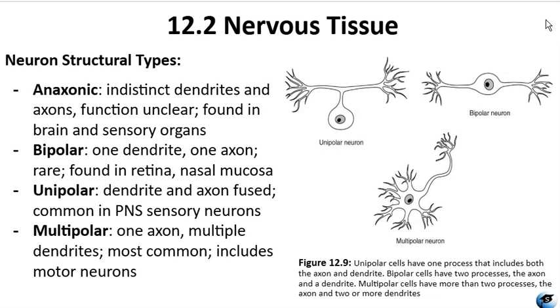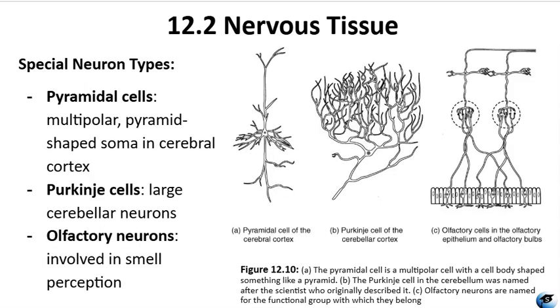Multipolar neurons with one axon and multiple dendrites are the most common type of neuron, and they are included in all motor neurons. Specialized neuron types are also present in the nervous system. Pyramidal cells are multipolar neurons found in the cerebral cortex. They're shaped like pyramids, and they're involved in voluntary motor control. Purkinje cells are located in the cerebellum, and they have highly branched dendritic trees, and they coordinate motor movement.